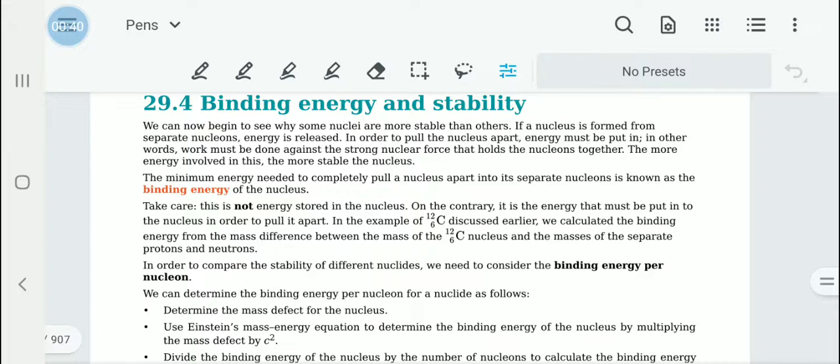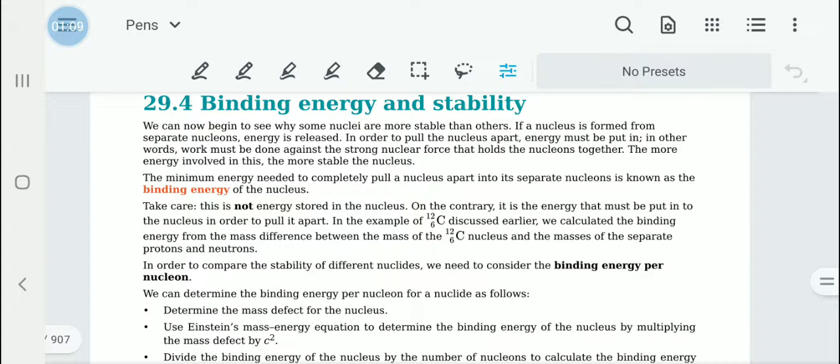If a nucleus is formed from separate nucleons, then energy is released. So to pull them apart, we must add energy. That means work must be done against the strong nuclear force by which these nucleons are held together.